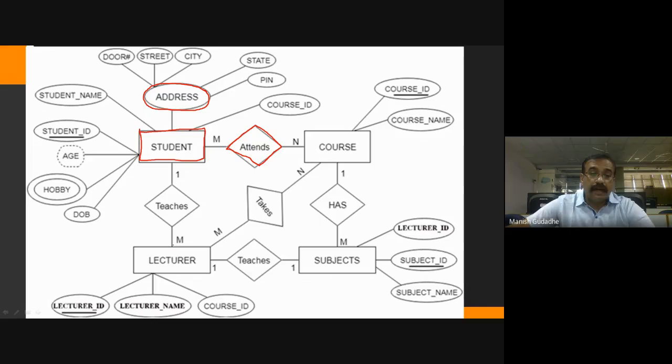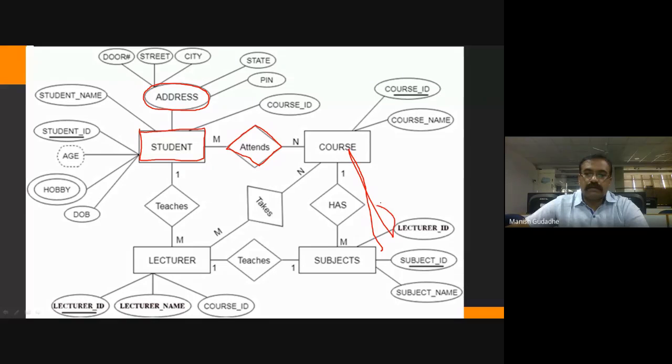And lecturer takes course. This is also an association between lecturer and course. So you can find that lecturer is connected to all the other three entities. It is connected to student, it is connected to course, as well as it is connected to subject.